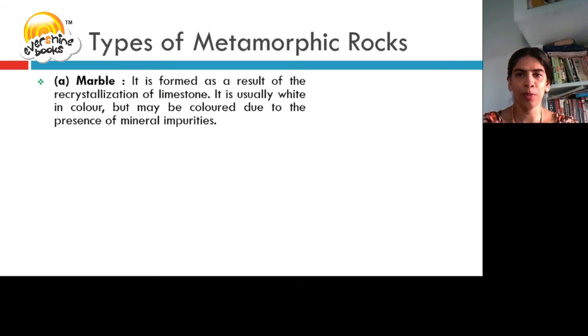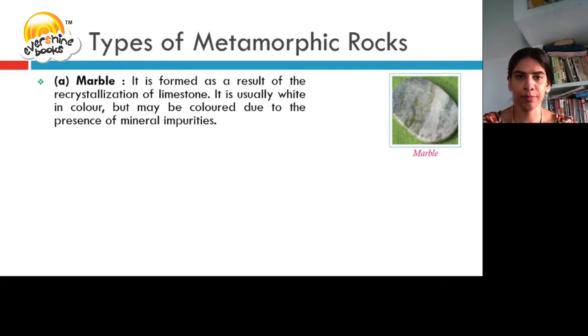The first type of metamorphic rocks is marble. It is formed as a result of recrystallization of limestone. It is usually white in color, but we can also see colored ones due to the presence of impurities.